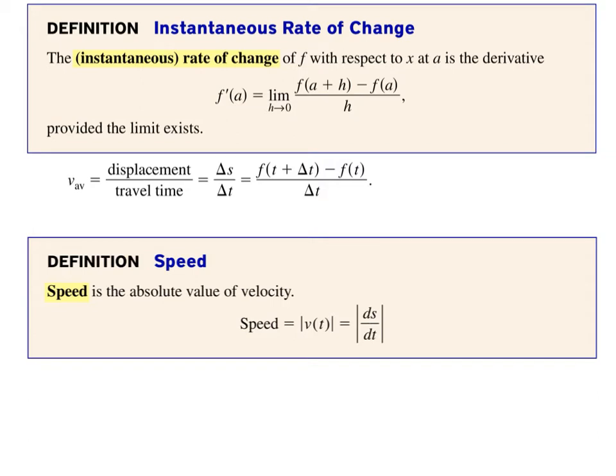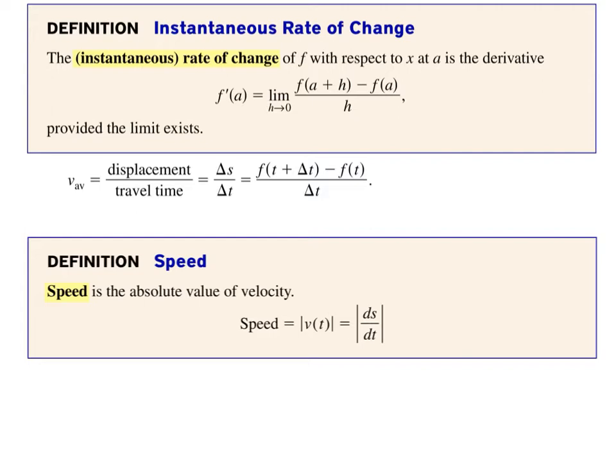We need to go through a few definitions before we can really start working some problems and see if we can understand what these different rates of change are. So an instantaneous rate of change, we've talked about this before, is given by f prime of a, equal to the limit as h goes to 0 of f of a plus h minus f of a all over h. So that's been our standard rate of change that we've been working with.